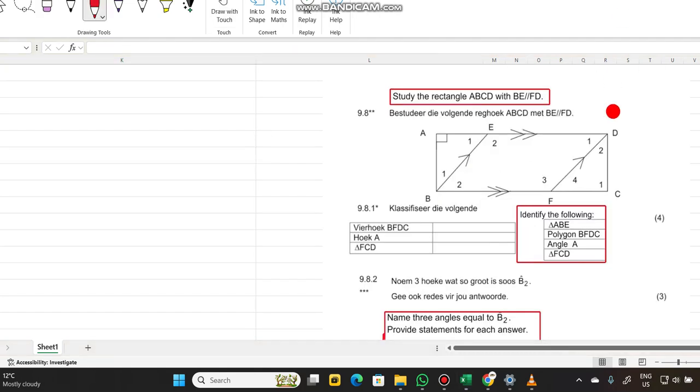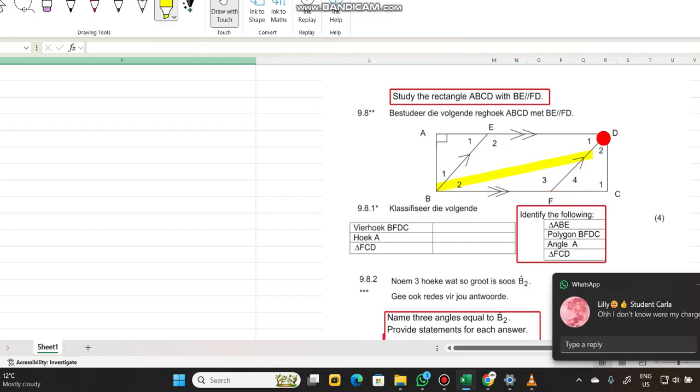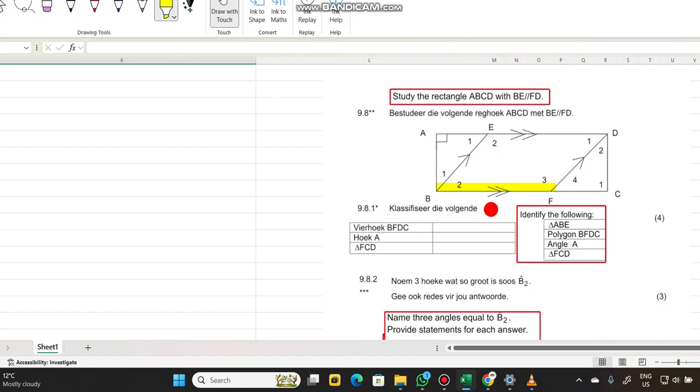All right. With question 9.8, it gives you an angle. It says B, F, D, C. Oh goodness, B, F, polygon D and C. Okay, that's what they ask you, but I really think that's incorrect. I think it should be different, because it asks you for a polygon.